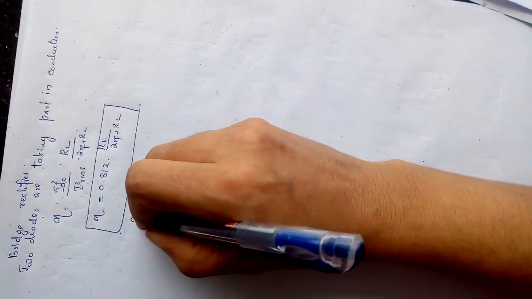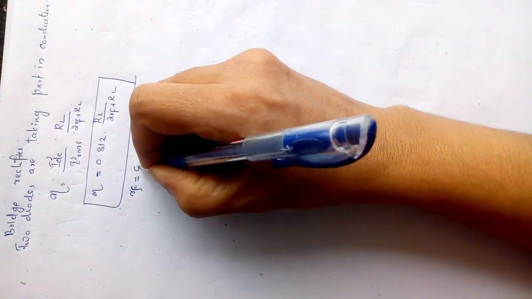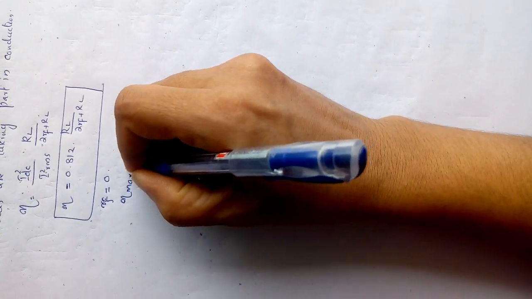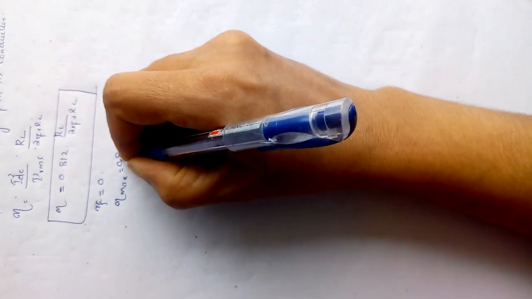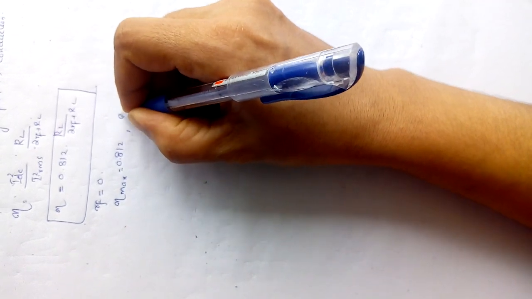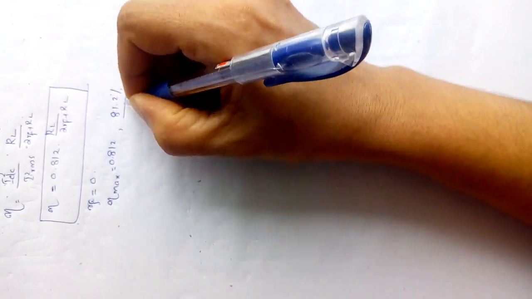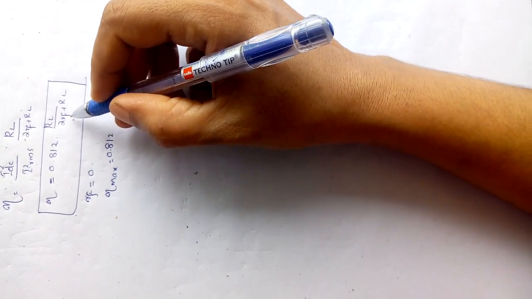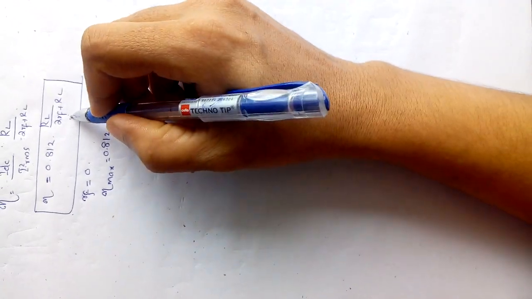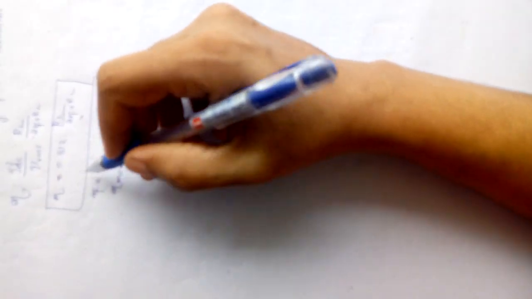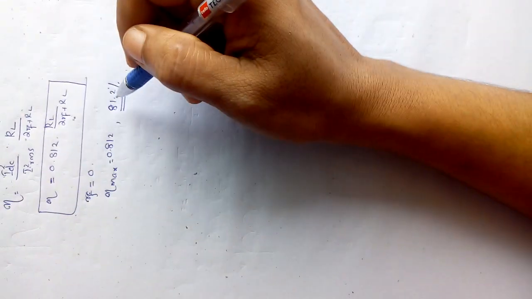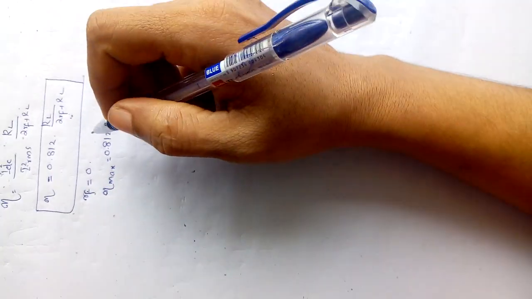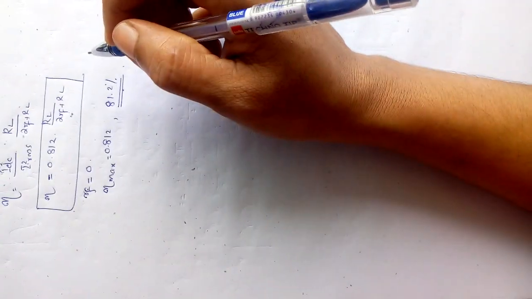Now in this case also you can find the maximum efficiency by putting RF equal to 0. That is, eta max is again 0.812 or 81.2%. The maximum efficiency in both cases is the same. The only small change is because of the diode resistance, but it is very small. So almost the efficiency of a bridge rectifier and a full wave rectifier are equal. That is the efficiency of a full wave rectifier.